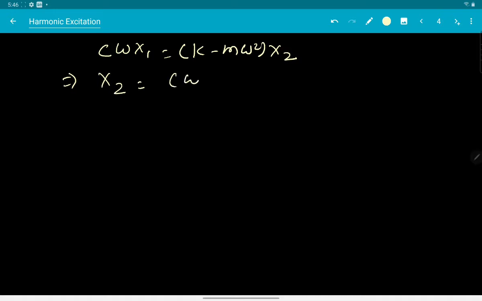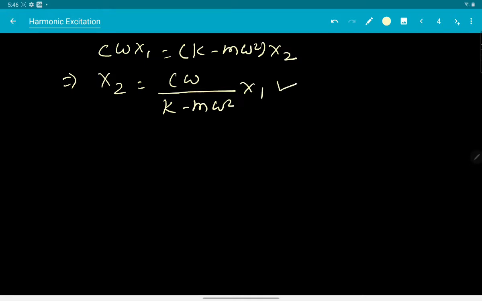Now let me simplify equation number 2 in this way. c omega x1 will become k minus m omega square x2, and hence I can write x2 as c omega divided by k minus m omega square times x1.